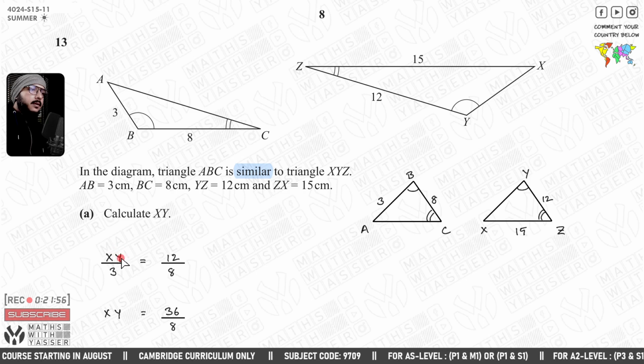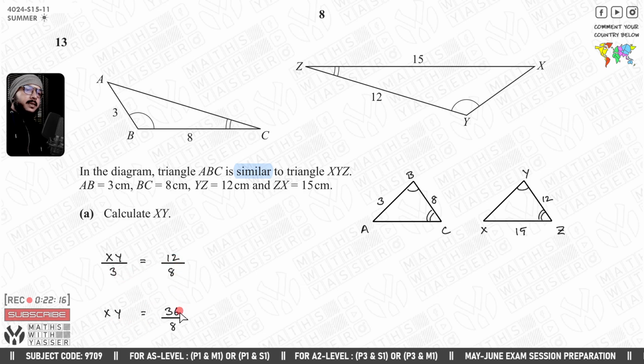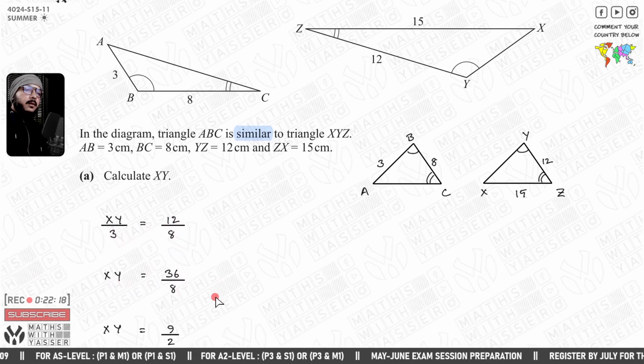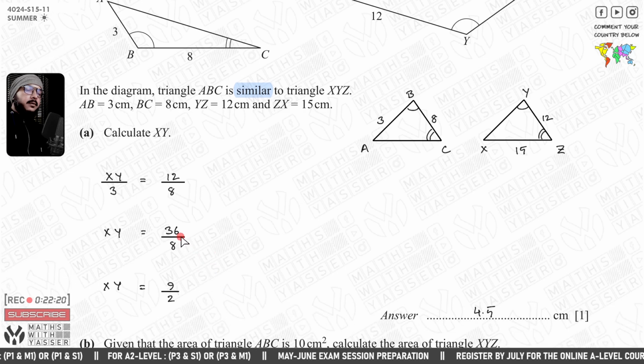So we take two known values, and XY is for this triangle. That means we should be taking in the numerator on the right hand side the number 12 for this triangle, of course. So it will be 12 over 8. So XY is equal to 3 times 12, which is 36 over 8. If we simplify this fraction by dividing the numerator and the denominator by 4, we get 9 over 2, which is the same as 4.5.